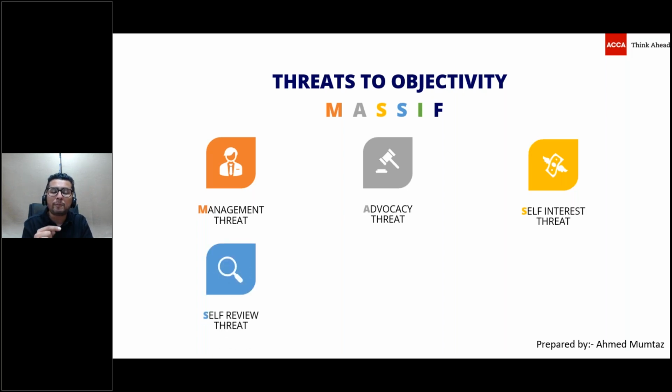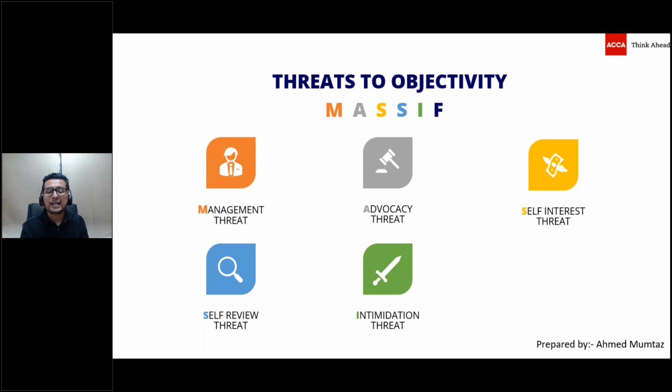Self-review. If you are going to prepare any chunk or portion of the financial statements which is then subject to audit, and if you are going to audit it, A, you will not be able to identify the mistake. B, if you will be able to identify the mistake, you will be reluctant or hesitant to acknowledge that. So that creates self-review threat.